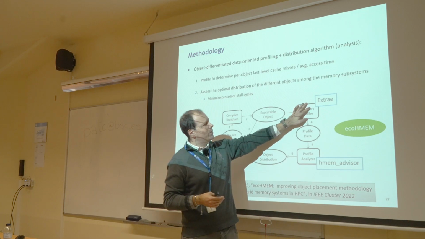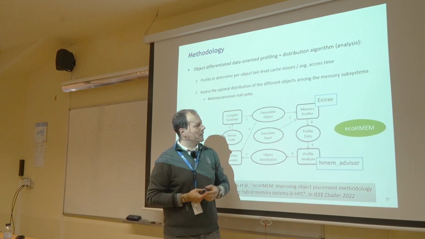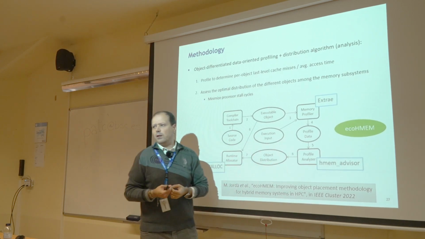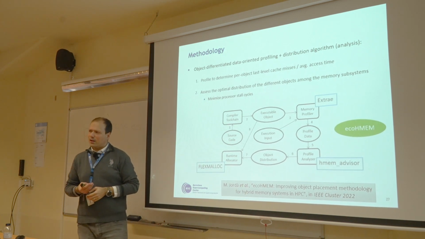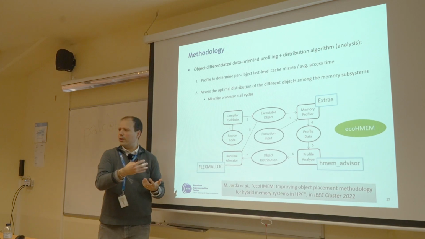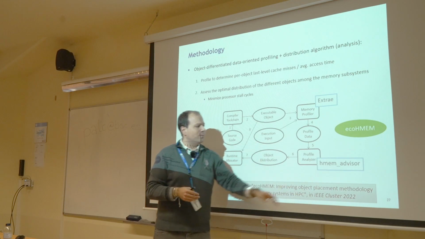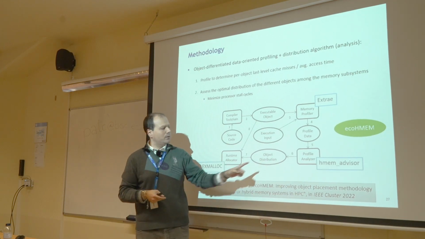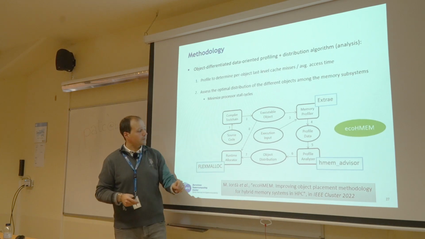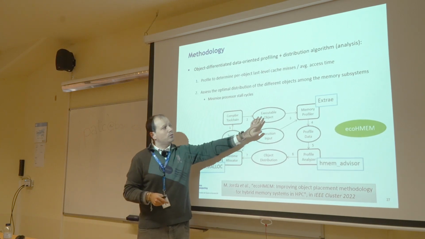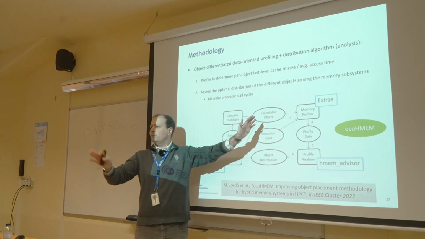So the memory profiler, based on Extrae, does the magic and outputs profile information. There are different metrics, but the one we've been using the most is the number of last level cache misses per memory object, per allocation site. Then you run the heterogeneous memory advisor offline, and it outputs an optimized distribution specifically for your system. Then you go to the binary and start the production runs. You just profile once, run many times.